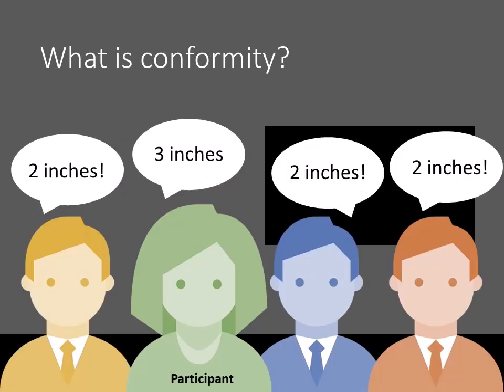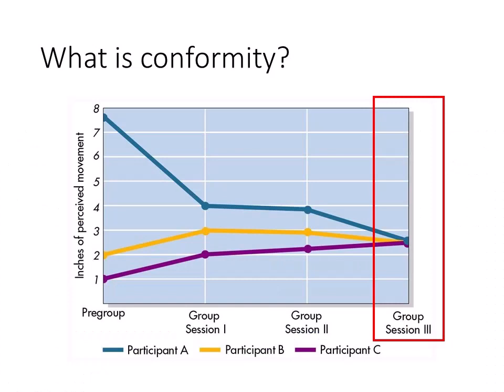When a single participant sat in a group with confederates who worked for Sherif, they changed their responses to more closely match those of the other people. Over several sessions or trials, their answers eventually converged upon the answer provided by the rest of the group.